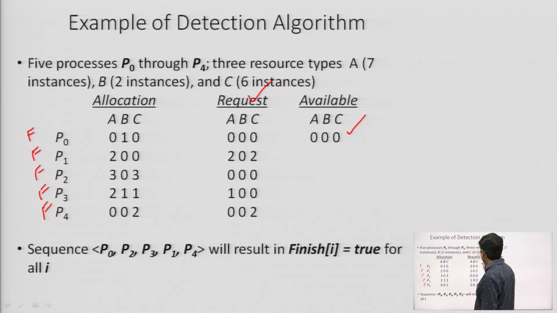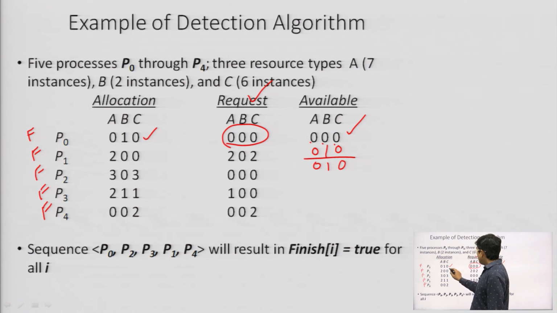Now after this you can see that with the 0, 0, 0 resources you can fulfill the request of process P0. So P0 completes. When P0 completes, its allocated resources will be added to the available ones. So 0, 1, 0. Now after this you can see that with 0, 1, 0 you can satisfy the request of P2 also. So let's satisfy the request of P2.